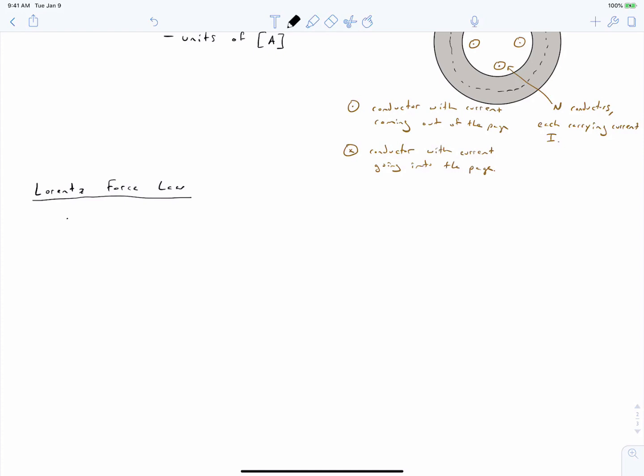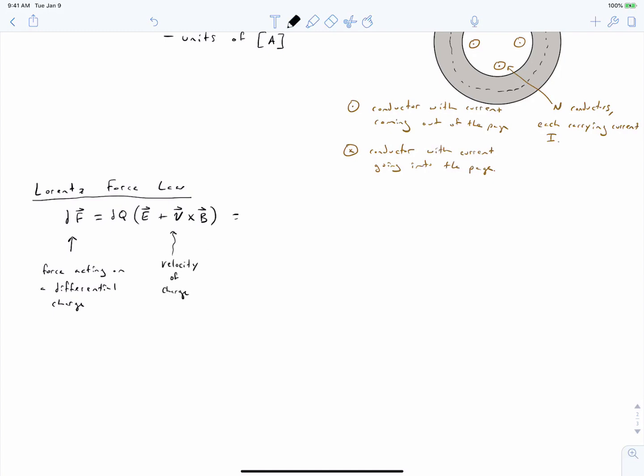So the Lorentz force law, we'll write this as a differential force. This is a force that is acting on a differential amount of charge. So our differential charge is dq, and the force is dq times the quantity of our electric field plus the velocity of the charge, the cross product of the velocity of the charge with our magnetic field.